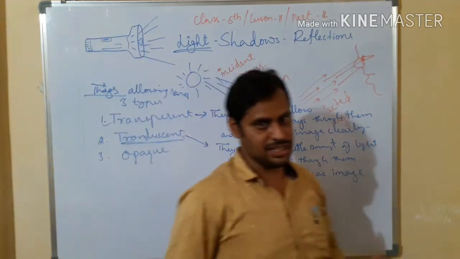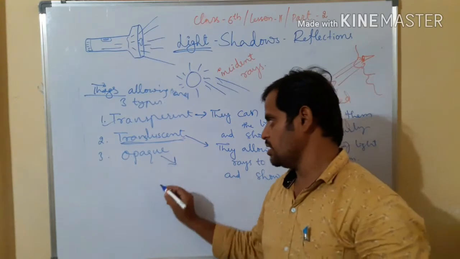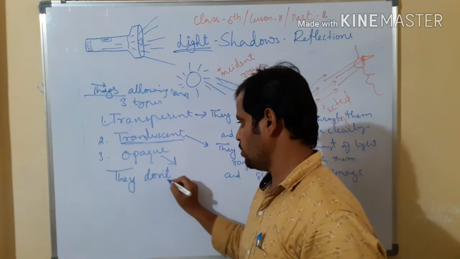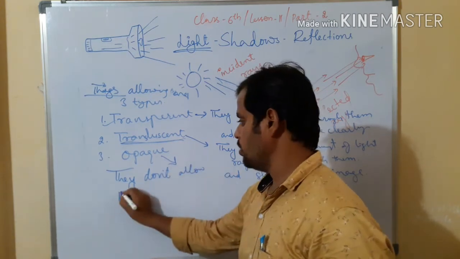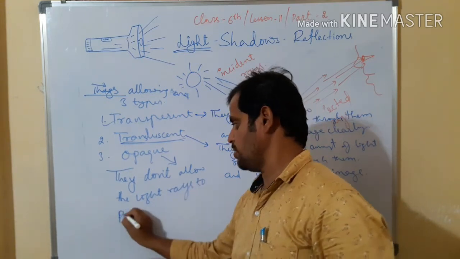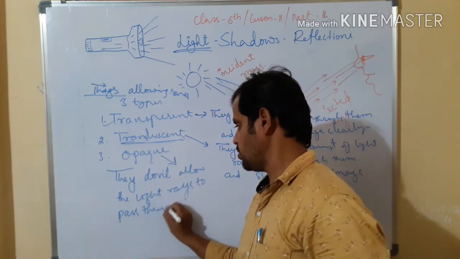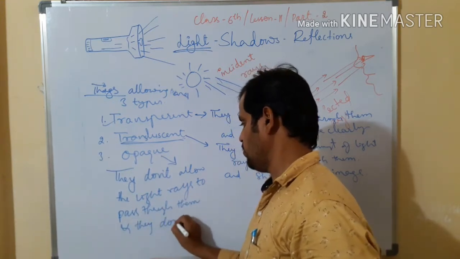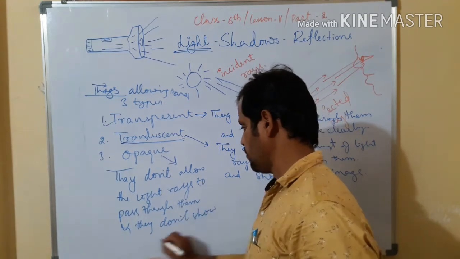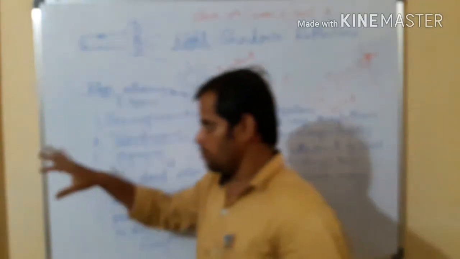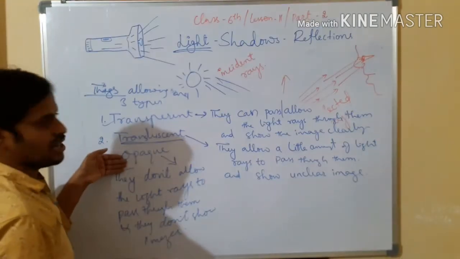Whereas opaque materials completely stop the light rays. They do not allow the light rays to pass through them, and they don't show the images. Right? So depending upon the penetration of the light rays, the materials are of three types: transparent, translucent and opaque.